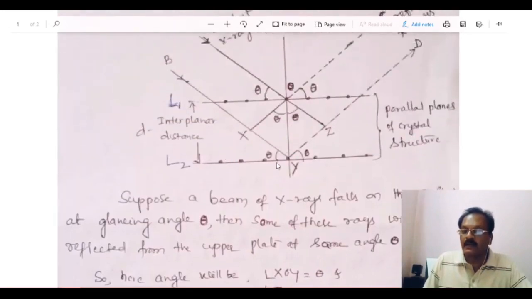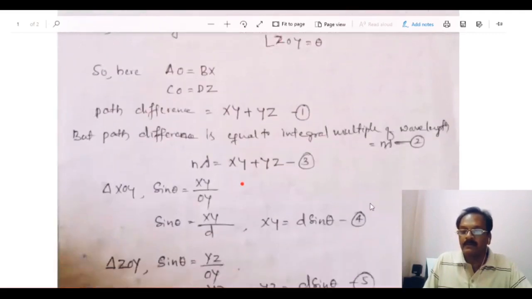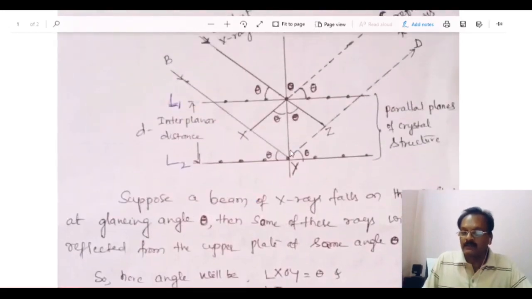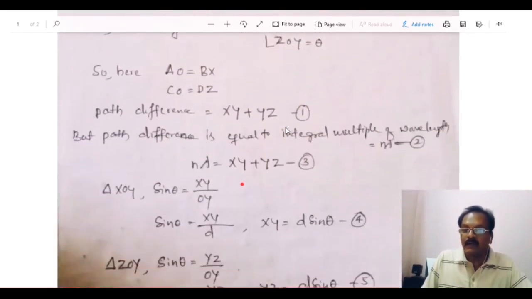This is the path difference, comparing the AO reflection and the BY reflection. Path difference is equal to XY plus YZ. You can call this equation 1. But path difference is equal to an integral multiple, n lambda. So n lambda is equal to XY plus YZ. Let us consider triangles XOY and ZOY. From these two triangles, we can calculate XY and YZ.